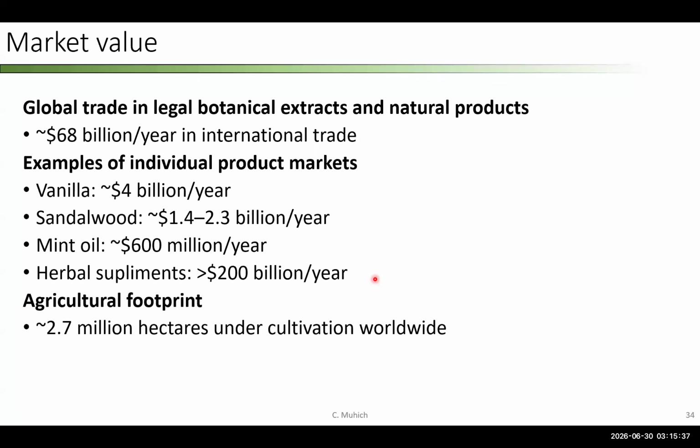In addition to that, many plants that we prize are not cultivatable, right? So once again, I'm going to go back to sandalwood. We don't have great farming techniques. These are trees which are harvested from the wild.